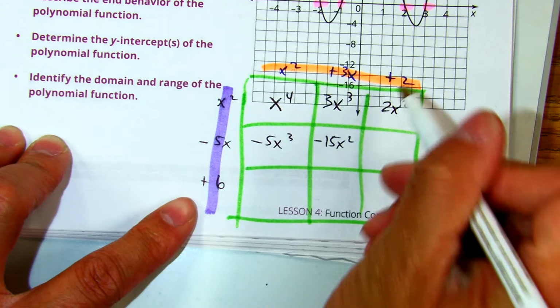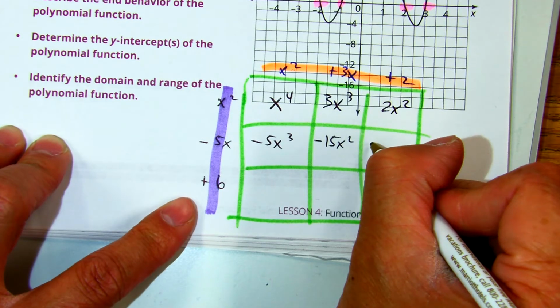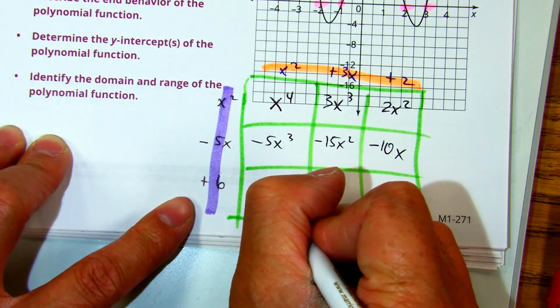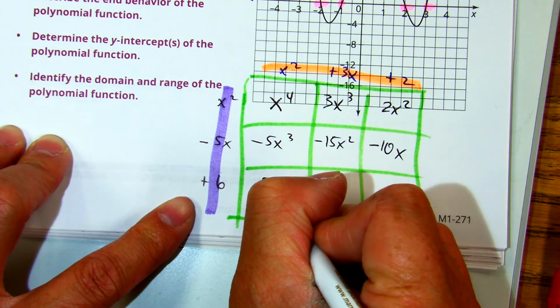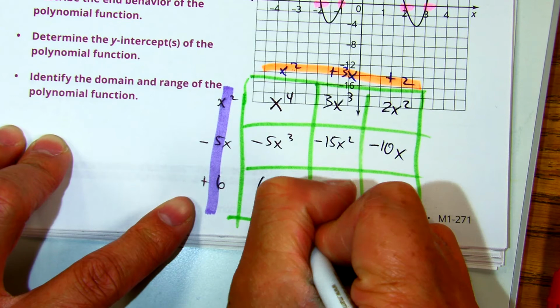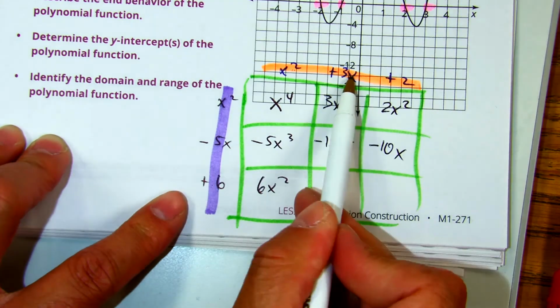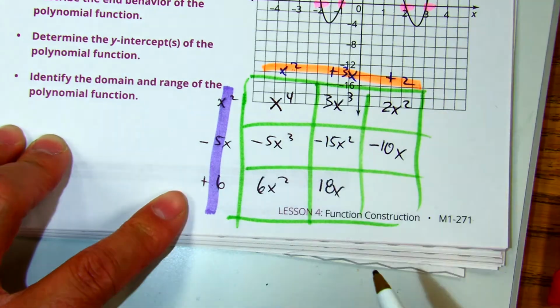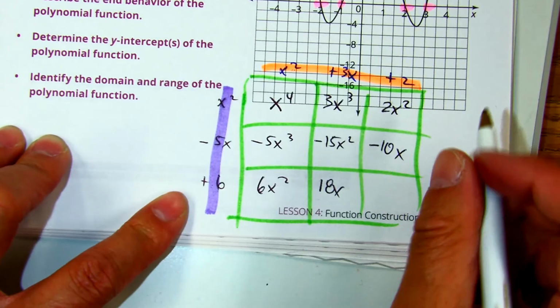3x times 2. X squared times 6. 6x squared. 6 times 3x. And 6 times 2. 12.